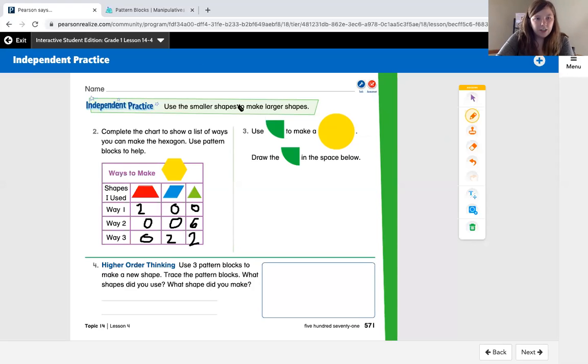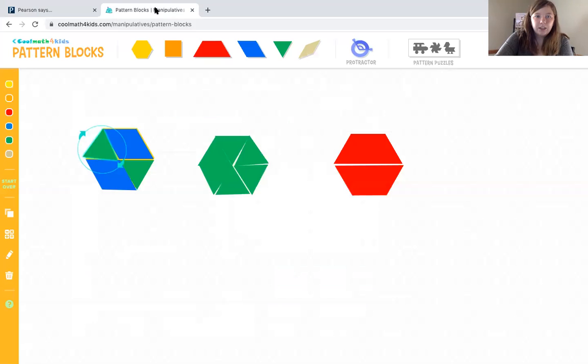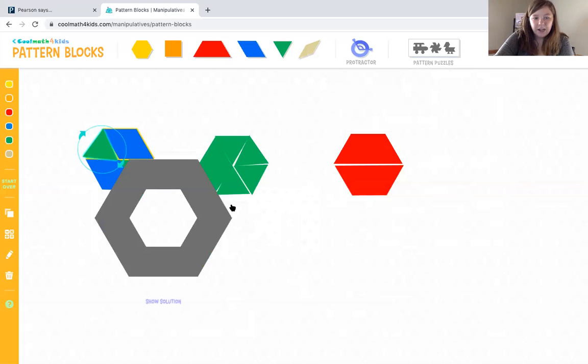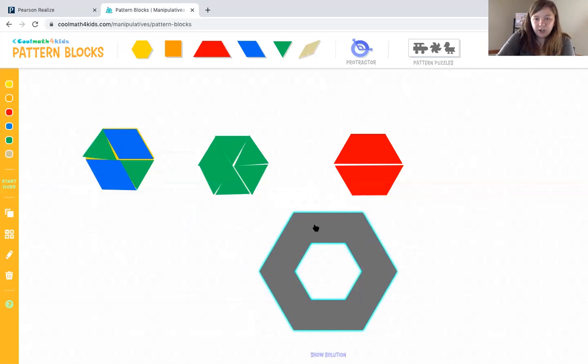All right, that is all of the practice that we are going to do today. The last question says use three pattern blocks to make a new shape. Trace the pattern blocks. What shapes did you use? What shape did you make? You guys are welcome to do that using the Cool Math for Kids website. You could also check out some of these pattern puzzles and try and make these shapes. And then at the bottom where it says show solution, I will show you how it made it.